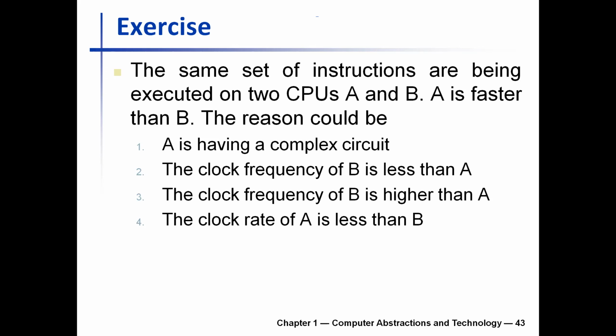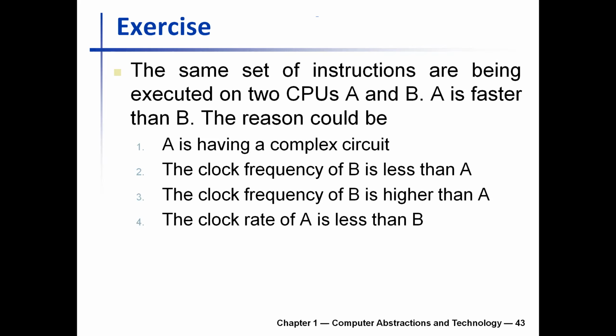We are looking at the same sequence of instructions being executed on two CPUs, A and B. A turns out to be faster than B. What could be the reason?